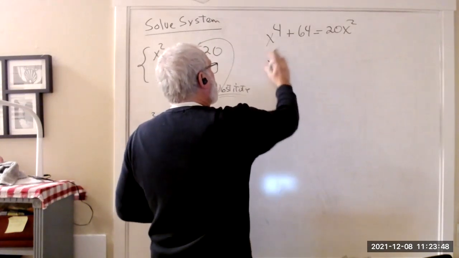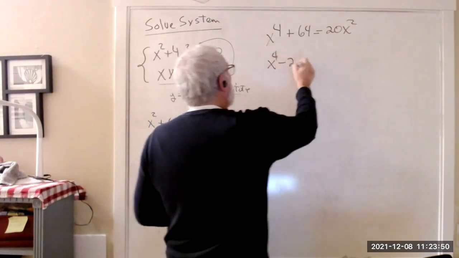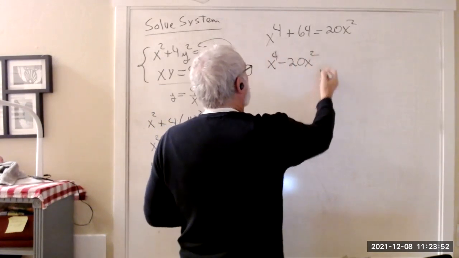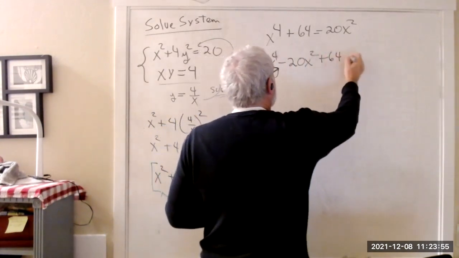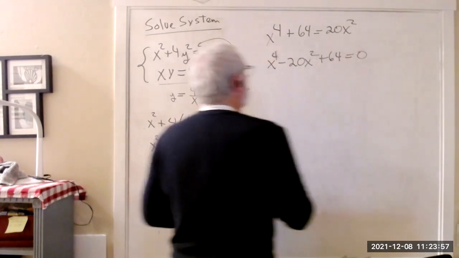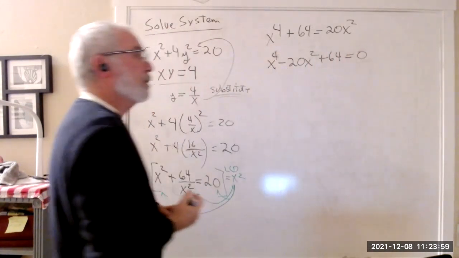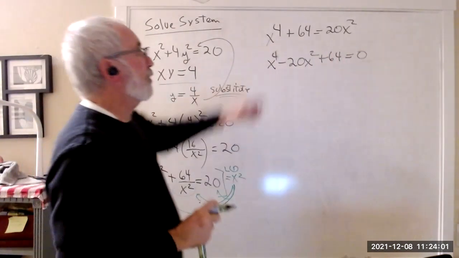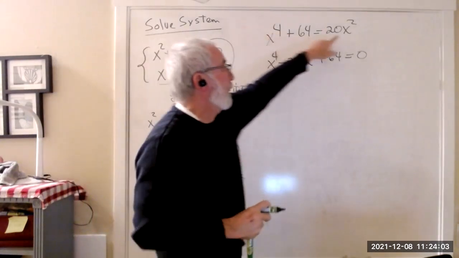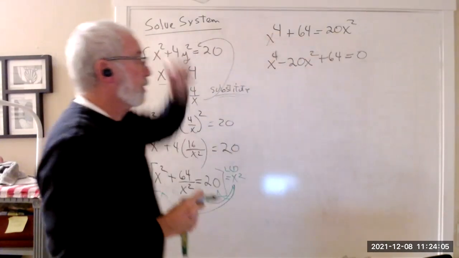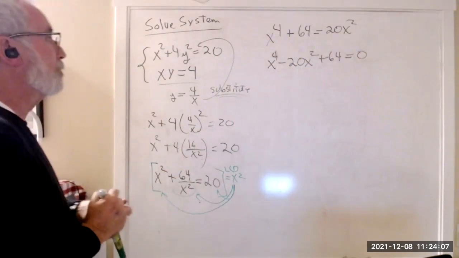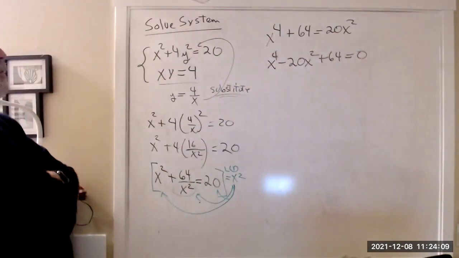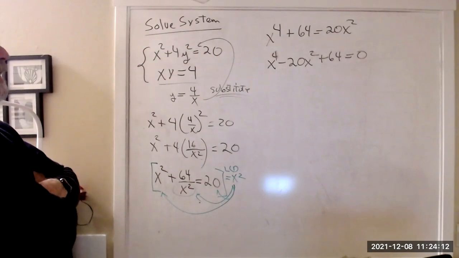x to the fourth minus 20x squared plus 64 equals 0. Made it equal 0. Seems like in order to solve any equation with powers in it, I make it equal 0. Oh, what do I do now?